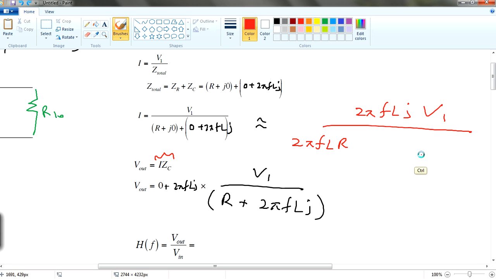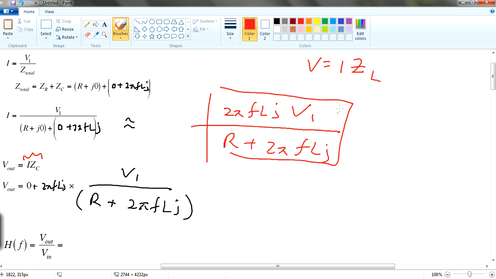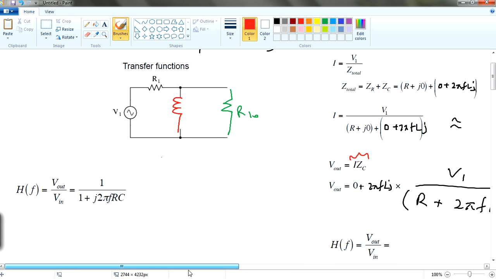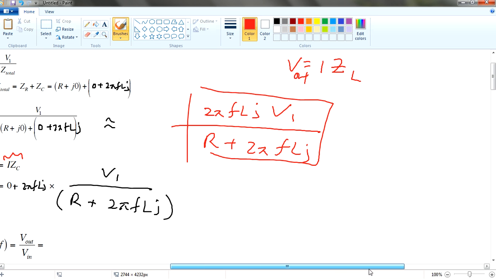No, if I multiply this one on the numerator, I'll have only that. Sorry, my fault. So this is your V equals IZL. This is the V out already, so this is the voltage out of the inductor, across the inductor.